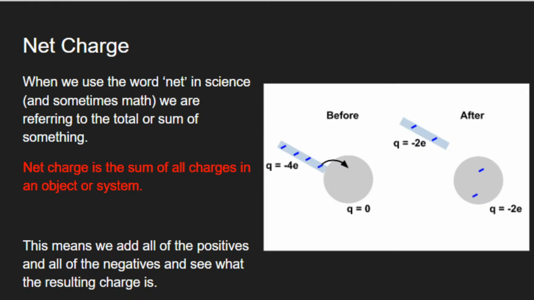So in this case, our object or system is this rod here that's negatively charged, and this sphere here that is neutrally charged. The Q is the charge, so -4 is our charge here, and 0 is our charge here. When they contact each other, the electrons from the rod actually jump over. Those charges pass over to the sphere, not all of them, and they're split among those two. So our net charge of this system is -4, and our net charge of this system is still -4.